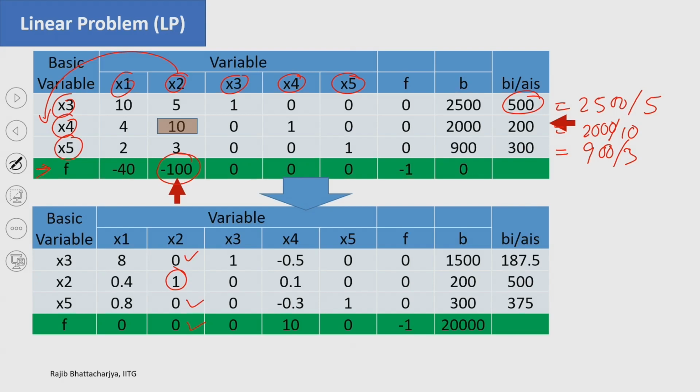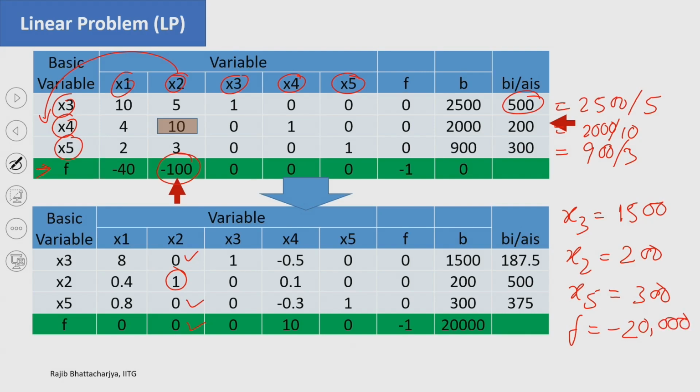Okay. So, now what is the solution I am getting? The solution I am getting here is x3 equal to 1500, isn't it. So, x3 equal to 1500, then x2 equal to 200, okay. Then x5 equal to 300, okay. And what is the value of f? That f is equal to minus 20,000, okay, minus 20,000 I am getting this.